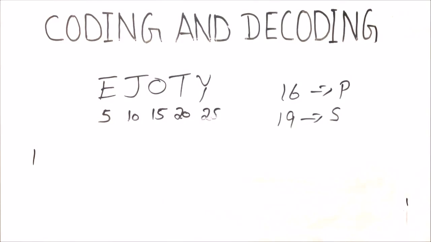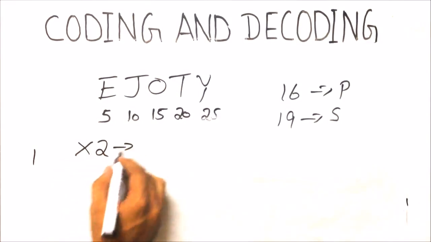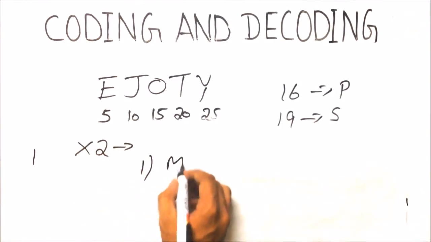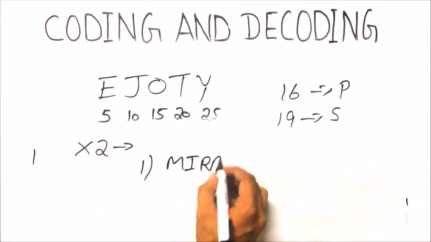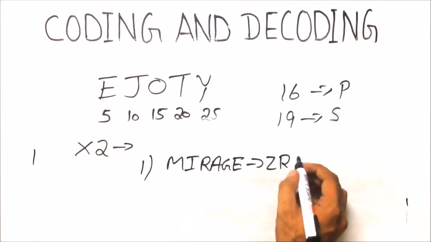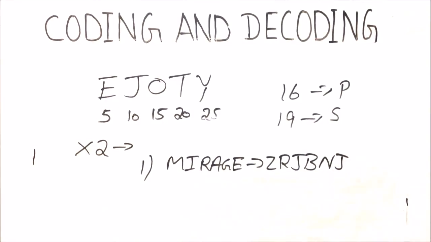Now after studying the repetition pattern and the addition subtraction pattern, here we come to our next pattern, which is the multiplication 2 pattern. In this pattern, I'll give you one question. The word is mirage, M-I-R-A-G-E, and the code for the word is ZRJBNJ.